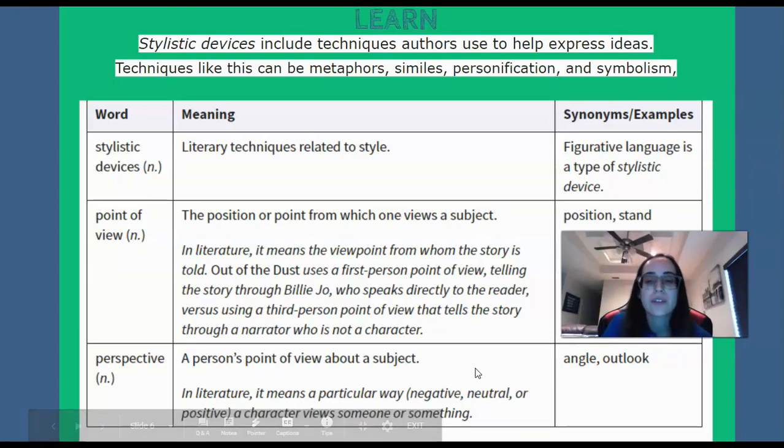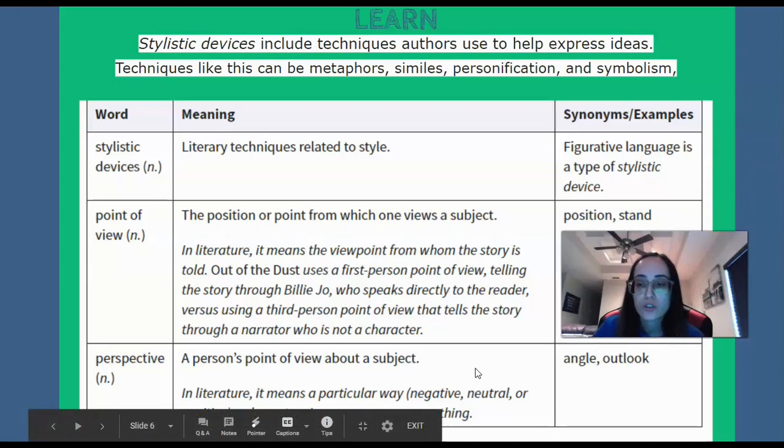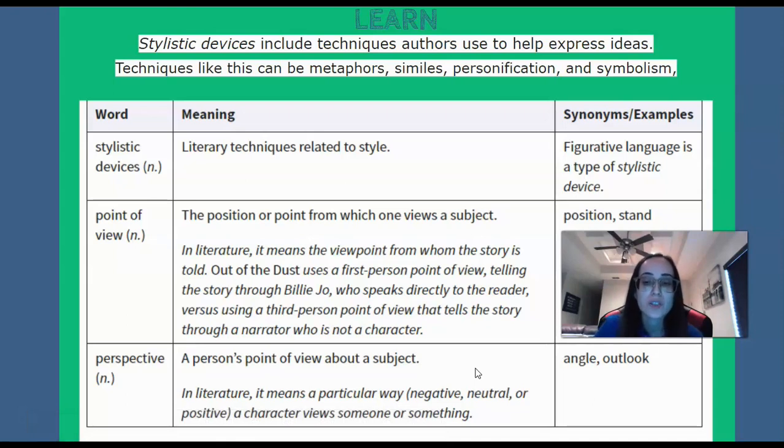Another way to look at this would be an angle or the outlook of someone. So when we think of perspective, I want you to think of how the person is feeling about a subject. How does Billy Joe feel towards the dust storms that are happening in the book? Does she feel negative about it? Does she feel neutral, which means she is kind of in the middle, she doesn't really care about them, but she does care about them? Or does she feel positive about the dust storms?